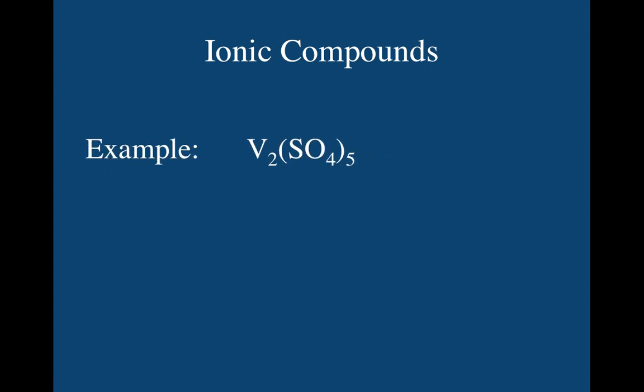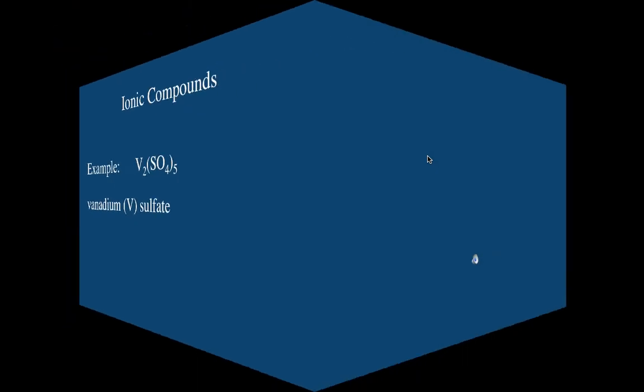V2(SO4)5, vanadium's multivalent. And we get vanadium 5 sulfate. Sulfate's 2 minus, so we can see the 2 came down there. And the 5 plus charge from vanadium came down outside the sulfate.